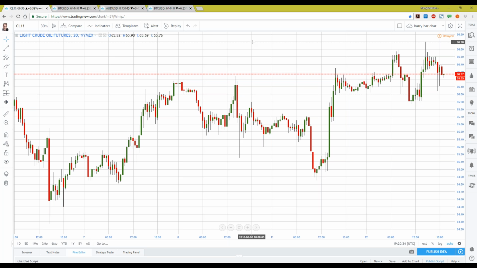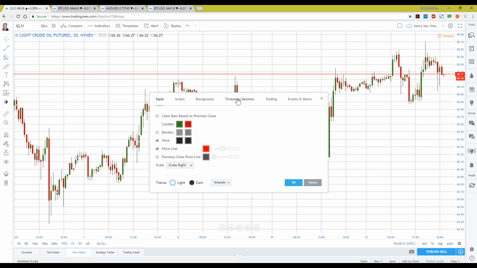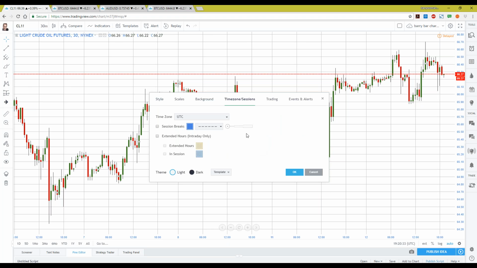Okay. Now, the first thing we want to do is go to our charts and make sure we have the right time zone set on our chart. I use universal time for all of my charts. It matches up with my economic calendar. It matches up with my trading platform. But you want to make sure you have your time zone set correctly.